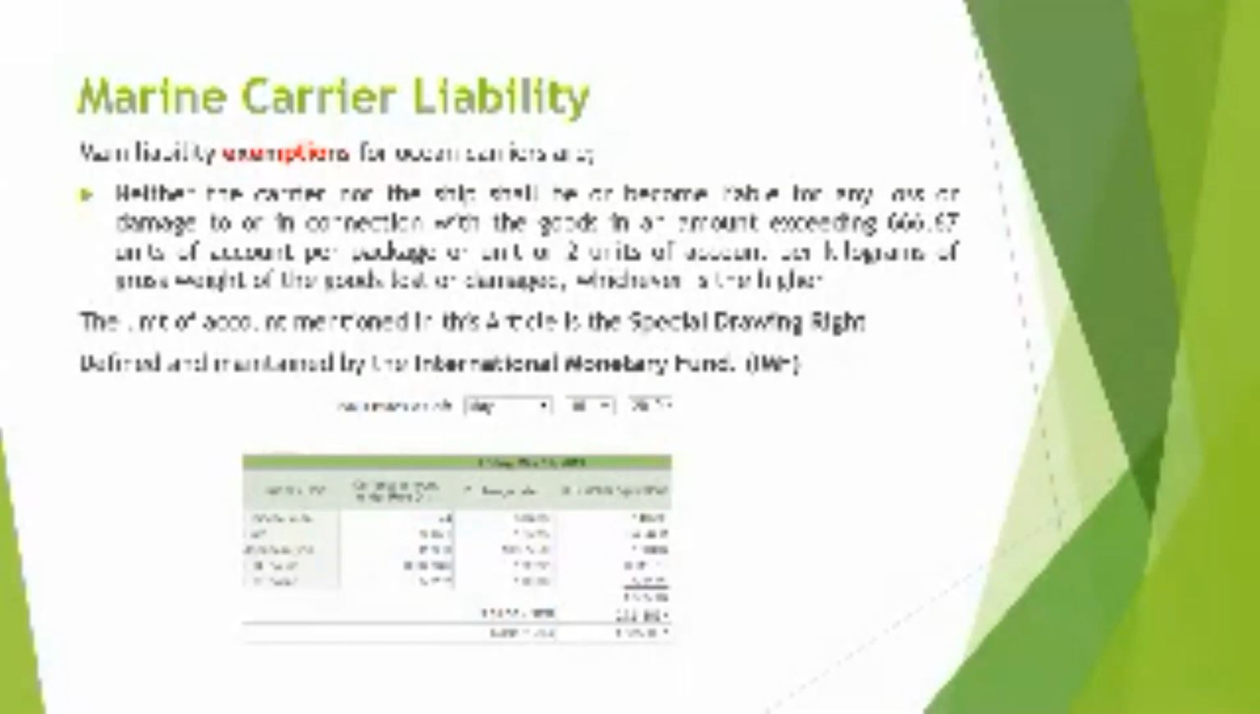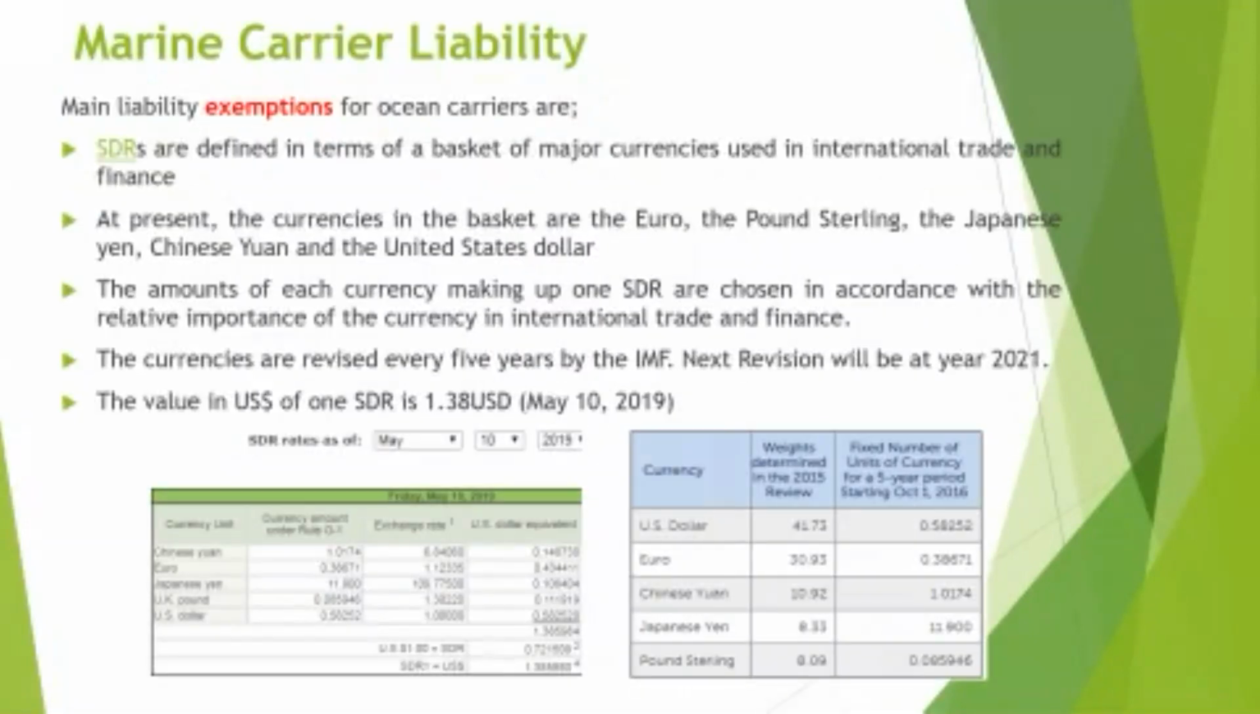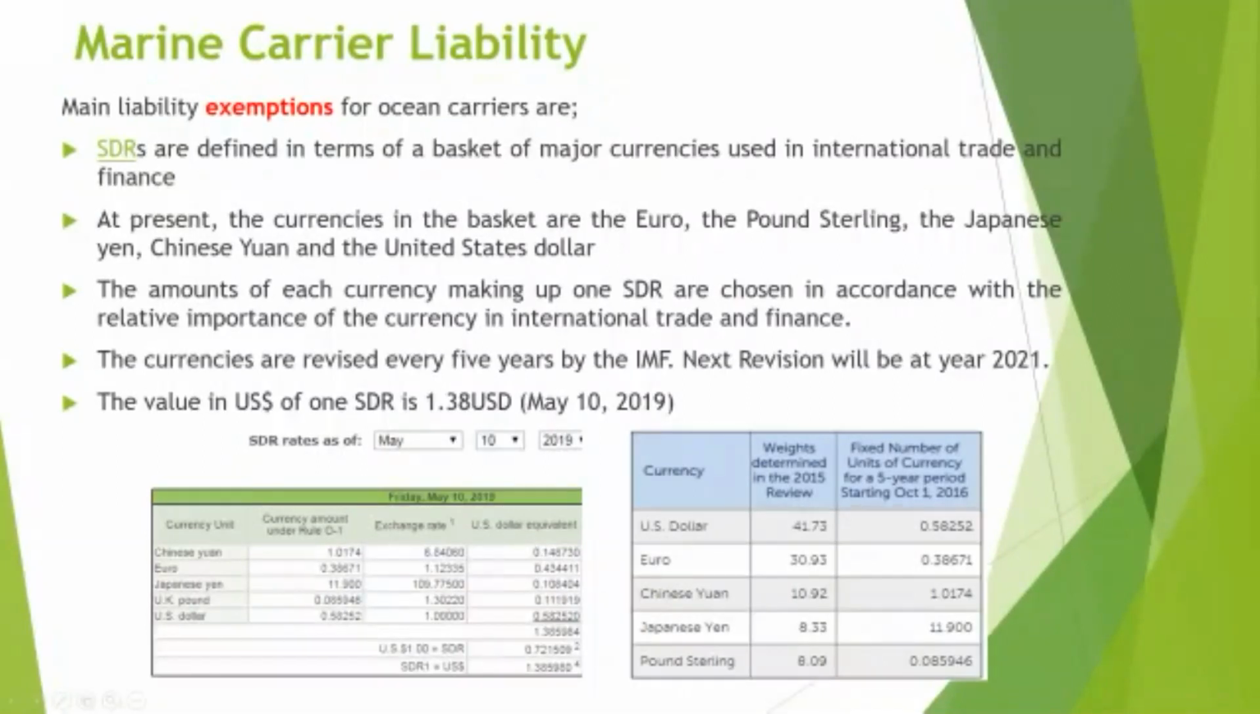But this liability exists. I have never experienced an SDR case or faced the problem, as long as we have insurance at the top of the process. That makes it less important. SDRs are defined based on a basket of major currencies used in international trade finance, normally the euro, US dollar, Chinese yuan, Japanese yen, and pound. Here you see the table, and this is just the definition.